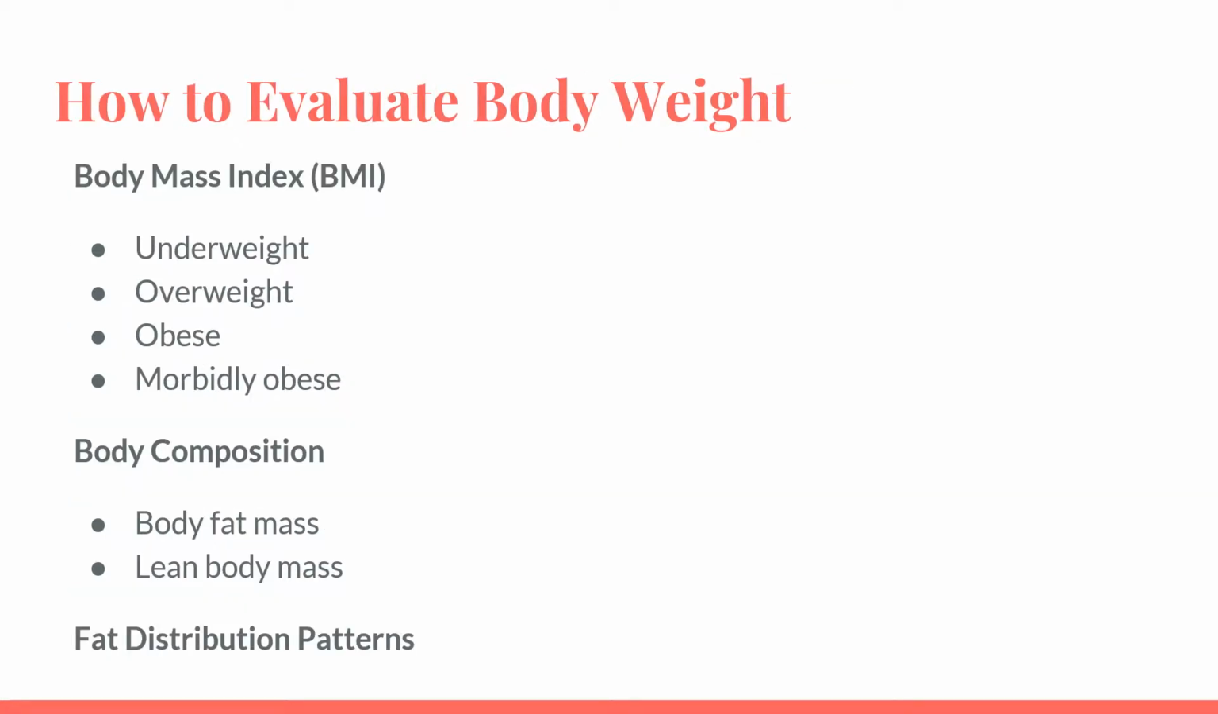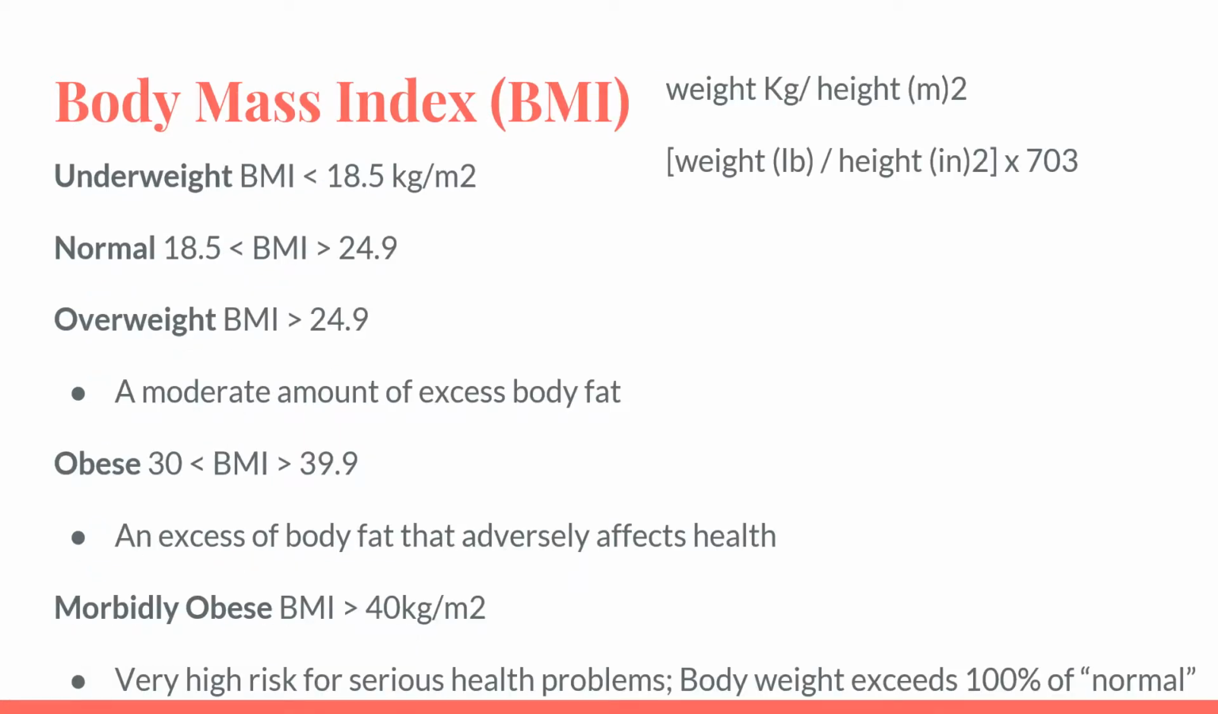We can evaluate body weight in 3 ways: body mass index, body composition, and fat distribution patterns. Body mass index is one of the most common ways to measure body weight. It's very simple and very straightforward. It's also not necessarily the best indicator of health, because as I just said, there is not really a standard for what a body should look like or how much weight a body should carry.